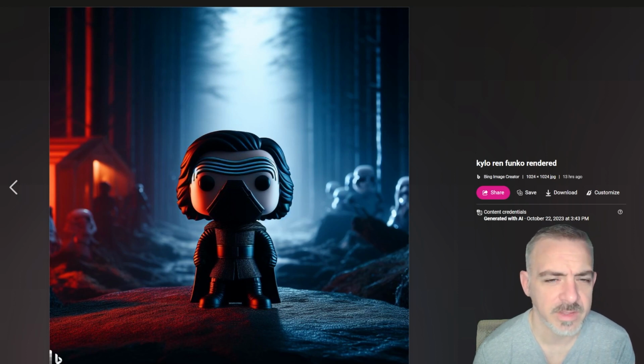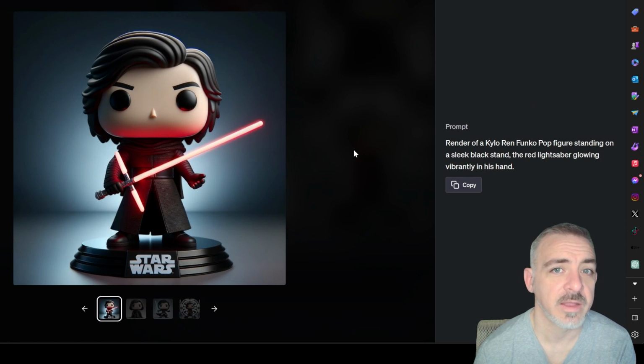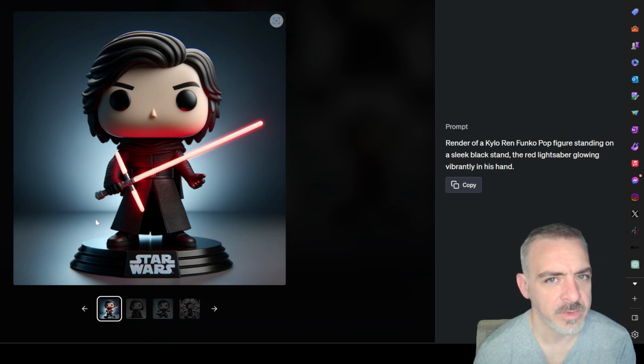These aren't great. Let's see if ChatGPT was able to give us anything better on these. All right. Yeah, now this is good. So one of the things I do like about DALL-E 3 is that it does text really well, and the Star Wars logo here is pretty spot on. The lightsaber looks good. This is a really good image. One of the better ones I've seen so far.